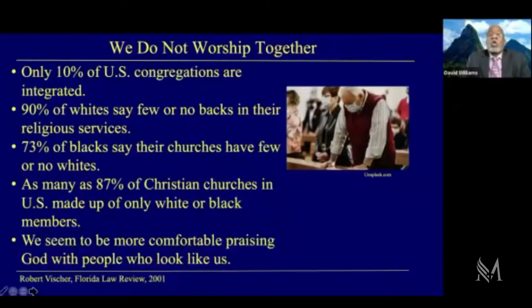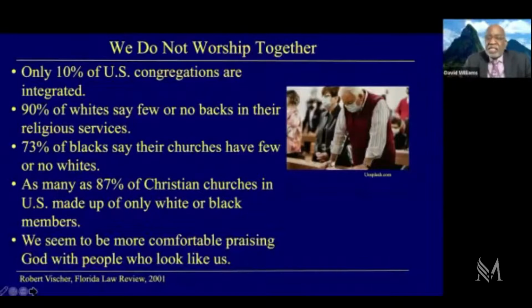And then we do not worship together. Here is a study that reported only 10%. This is not about the Adventist Church. Only 10% of US congregations are integrated. 9% of whites say few or no blacks are in their religious services. 73% of blacks say their churches have few or no whites. This study is a little dated, but there hasn't been dramatic change over time.